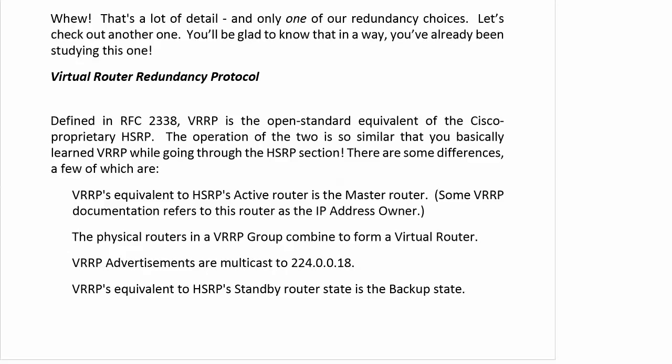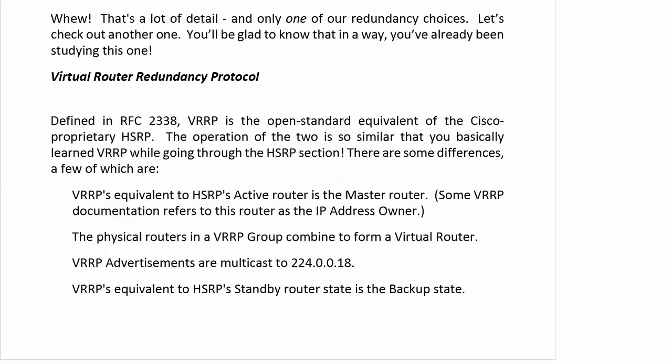Of course, the terminology is a little different here and there, and I've got some of that here on the board for you. A couple of differences you should be aware of. VRRP's equivalent to the active router is the master router, and I've seen some documentation refer to that router as the IP address owner. It's not a terribly common phrase, but I want you to know about that one.